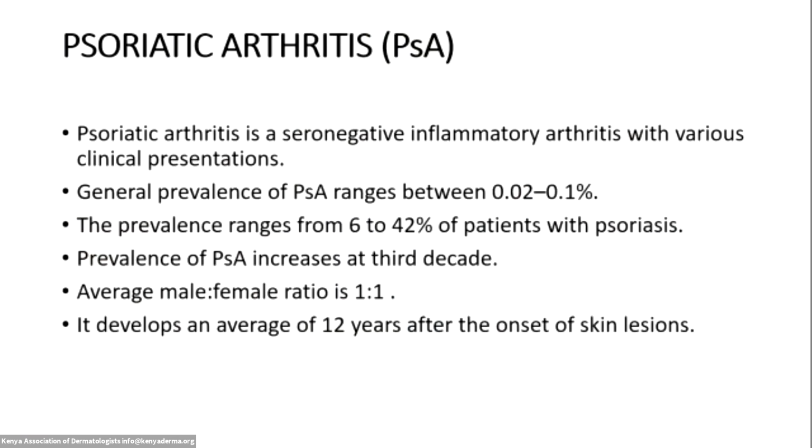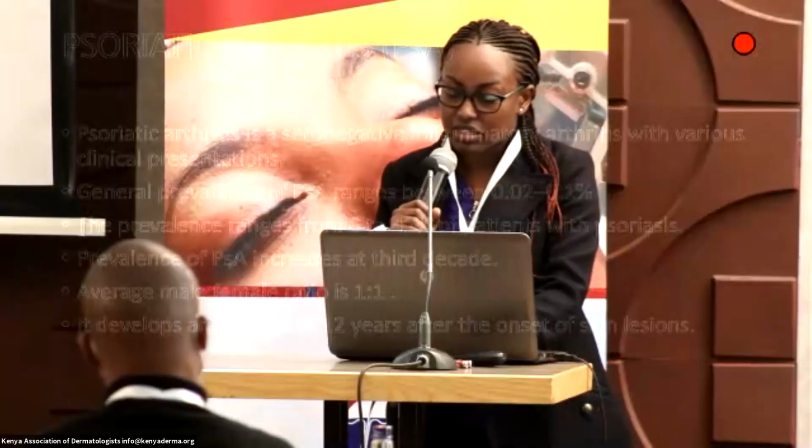So let's move on to psoriatic arthritis. It's a seronegative inflammatory arthritis with various presentations. The general prevalence is between 0.02 to 0.1%. However, in persons with psoriasis, it tends to rise to 6 to 42%, and it occurs mostly at the third decade. And the average male to female ratio is 1:1, and develops an average of 12 years after the onset of the skin lesions.